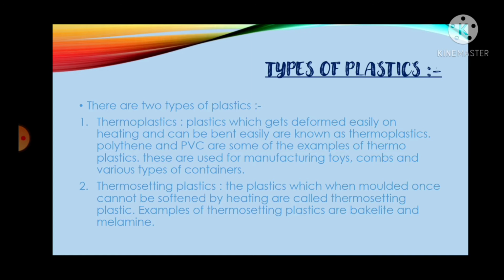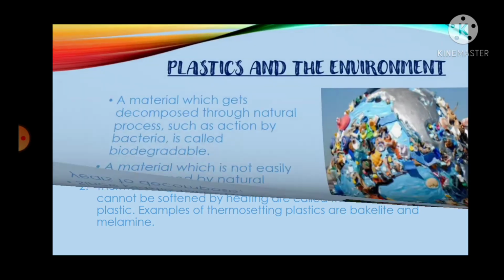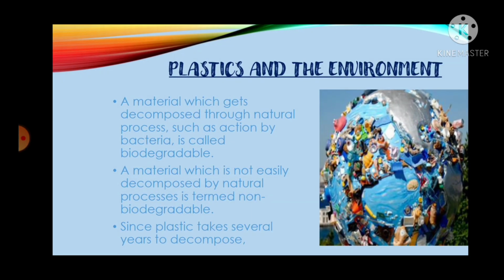Thermosetting plastics. The plastics which when molded once cannot be softened by heating are called thermosetting plastics. Examples of thermosetting plastics are bakelite and melamine. So we have studied both types of plastic, that is thermoplastic and thermosetting plastic. Now let's go towards the next topic, that is plastics and the environment.